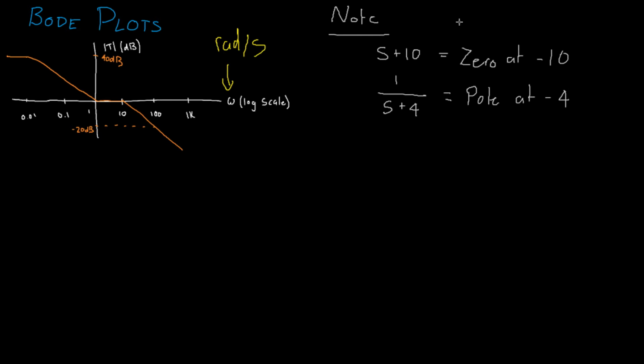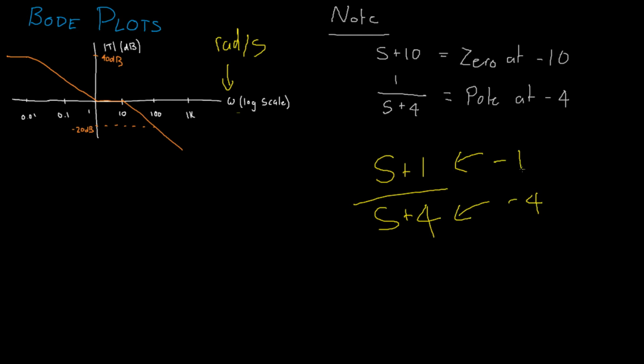Okay, so you might be wondering, what's this in the top right hand corner, and what are poles and zeros, and what do they have to do with our Bode plot? Well, a zero of a transfer function is simply a zero in the numerator of the transfer function, while a pole is a zero in the denominator of a transfer function. For instance, if we had the transfer function s plus 1 divided by s plus 4, we would have a pole at negative 4, and we would have a zero at negative 1.